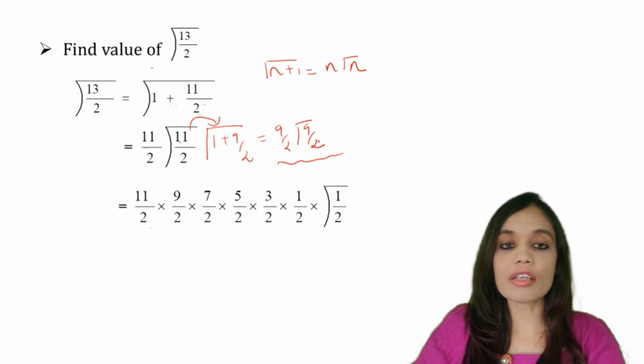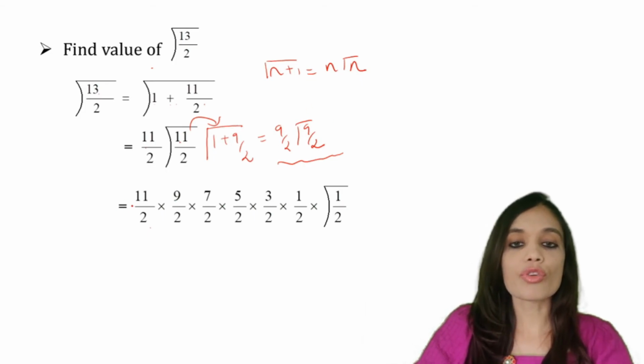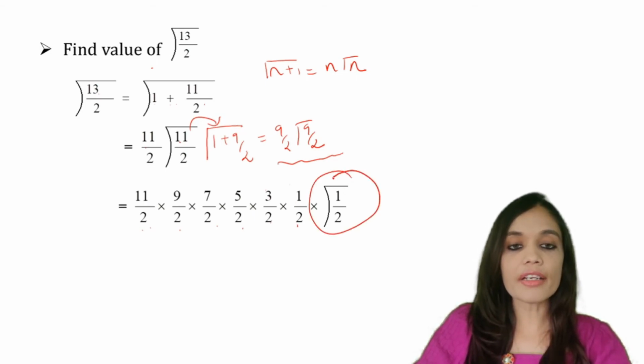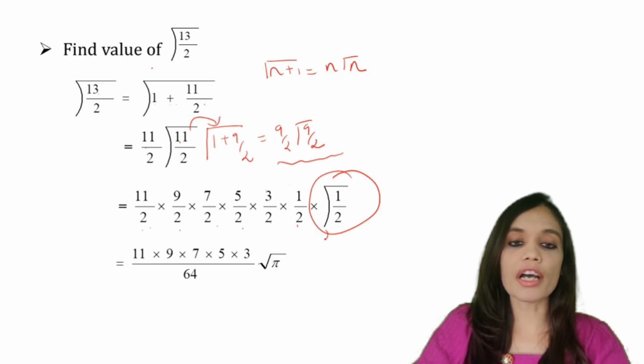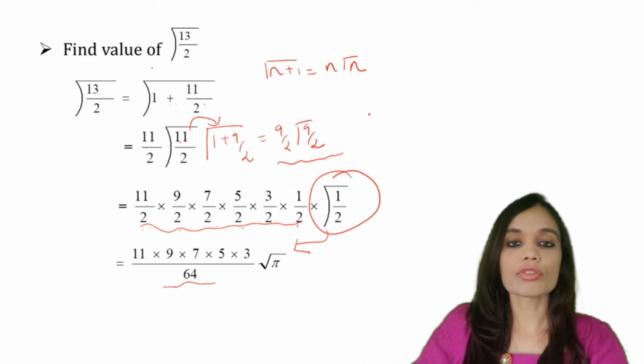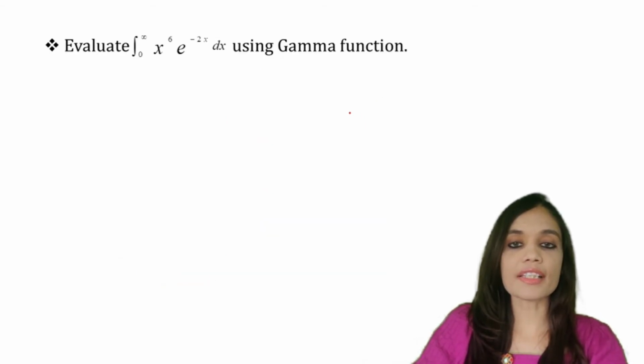Similarly, convert this until you get gamma half. So your final answer will be 11 by 2 into 9 by 2 into 7 by 2 into 5 by 2 into 3 by 2 into 1 by 2, and lastly what will remain? Gamma half. Now we know the value of gamma half, that is root pi, and here the denominator will become 64. Okay, so now let's go to our next example.